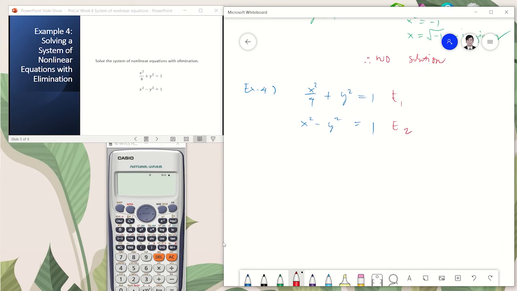Okay, now, looking at it, if you immediately add the two equations, that would be fine, because y squared plus negative y squared is already 0. So, let's try to write that. x squared over 4 plus y squared is equal to 1, plus x squared minus y squared is equal to 1. So this will become 0. So you will have x squared over 4 plus x squared is equal to 2.